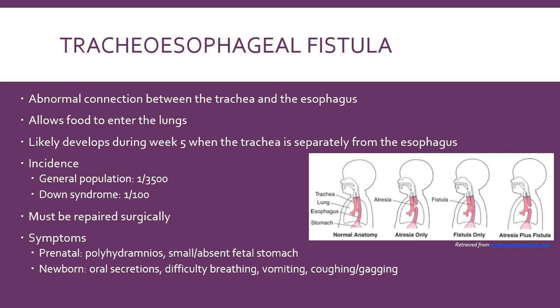Now, in terms of management of a TE fistula, they always have to be repaired surgically. When these kiddos are born, they tend to have this really intense oral secretion, so this mucus that's coming up out of their mouths. They have trouble breathing. They do vomit a great deal, which makes perfect sense if they're trying to eat and the food can't get to their stomach, or if it's going into their lungs, then they would vomit. They also cough and gag with some frequency.